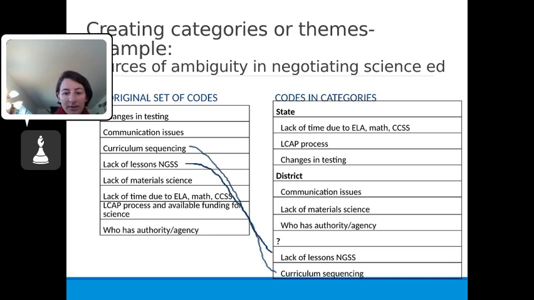And same with lack of lessons for NGSS. It's kind of a state policy. It's also kind of a district situation. Lack of material science, however, is district. So you can see how I apportioned each one of these into their categories. So now I have a way of thinking about, for example, I can compare things like, are state policies a greater source of ambiguity, or are district policies and contextual aspects a greater source of ambiguity, right? I can ask these questions of the data now that I have it in categories.